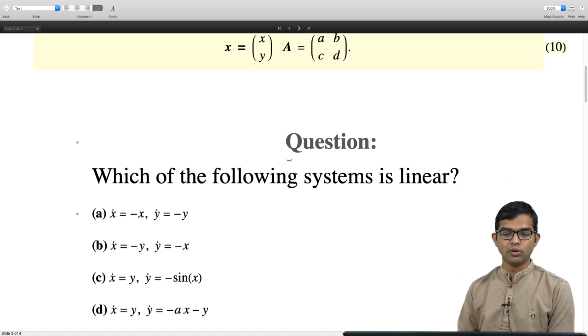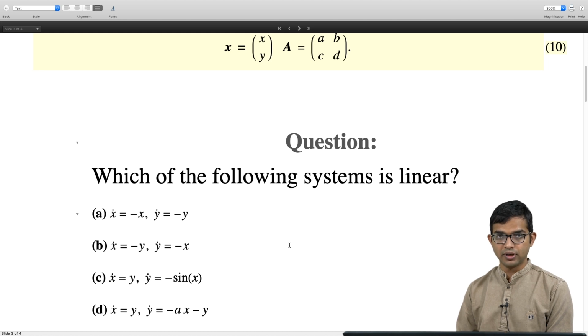So let's quickly go over this question. It's like a quiz if you wish. You can pause the video for a moment and try to answer for yourself which of these four systems is linear and which of them are not, and I will give out the answer now.